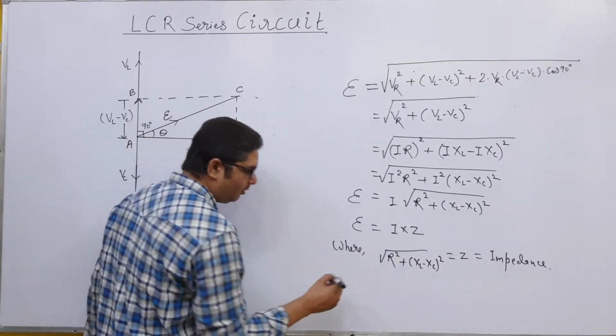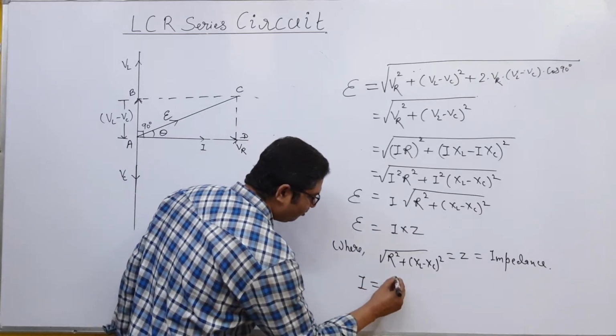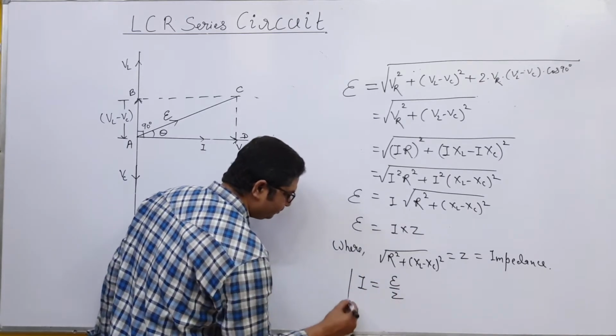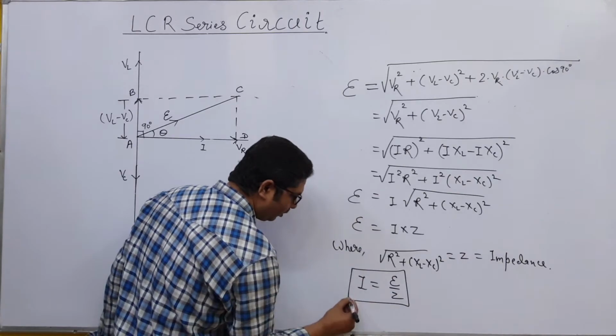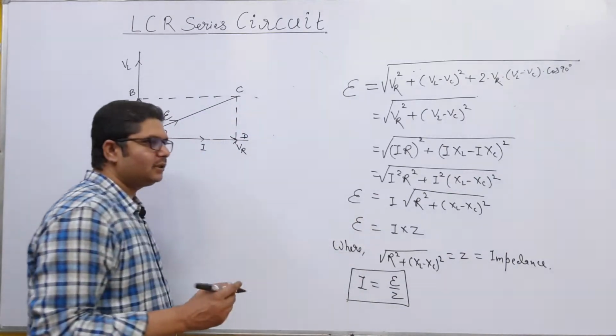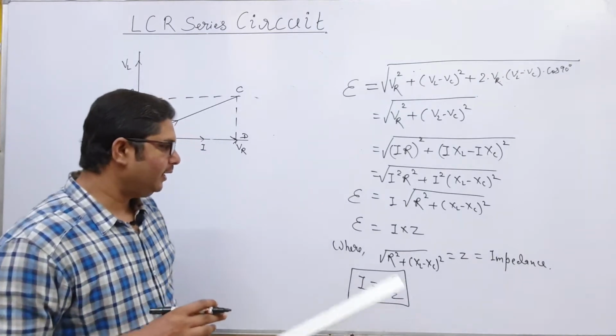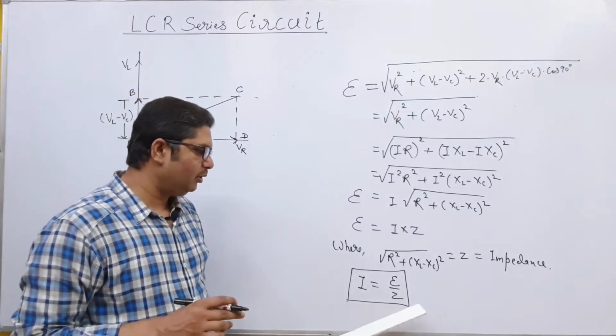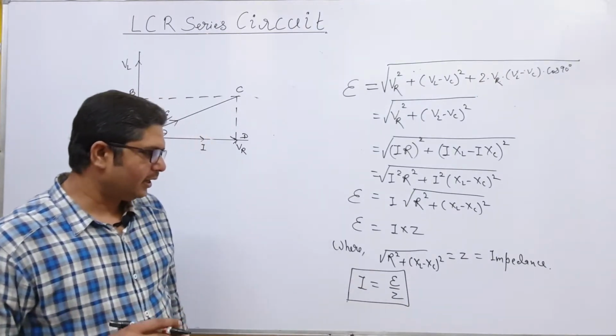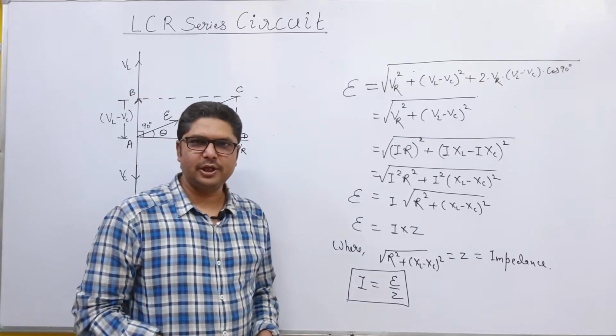So what will be the value of current? Current I equals E upon Z. Thus you have seen in the LCR circuit, current I is equal to E upon Z.